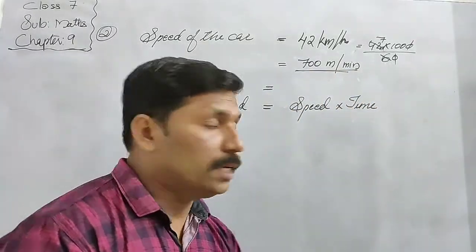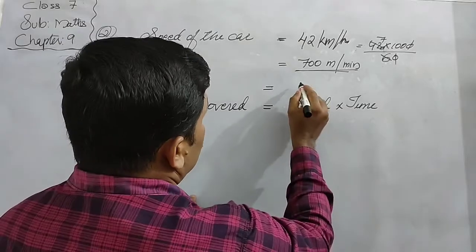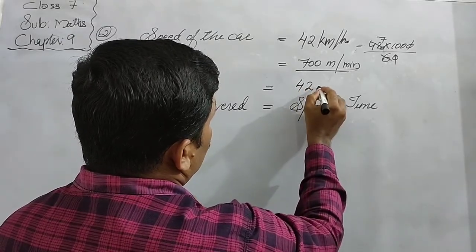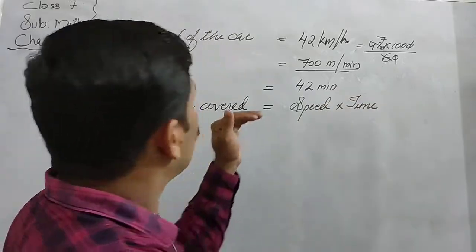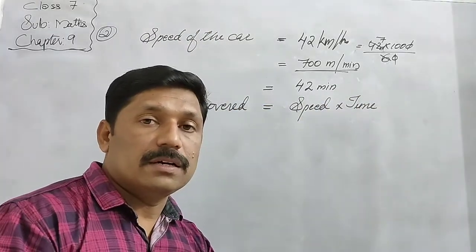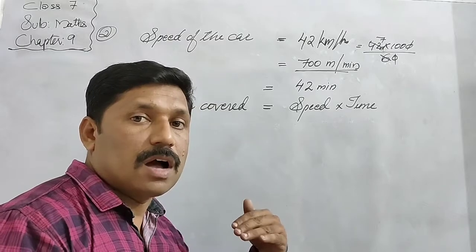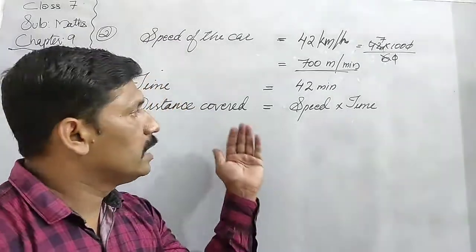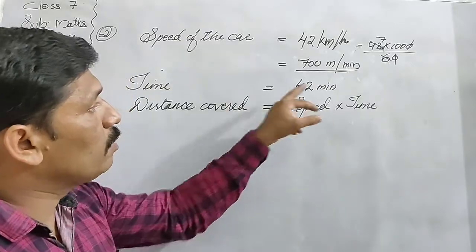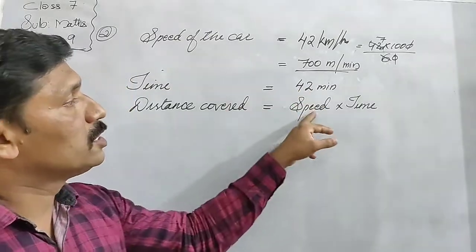700 meter per minute, and the time is 42 minutes. In 42 minutes, how many meters or how many kilometers he covers, that we want to find out. So here we want to find out the distance covered in 42 minutes. Distance is equal to speed into time.